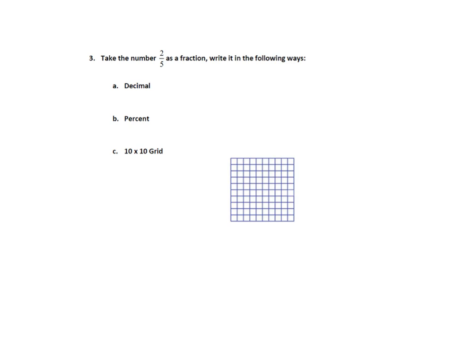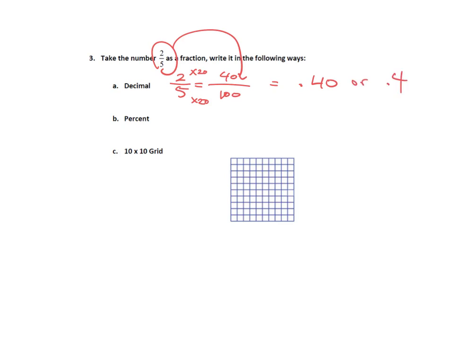Same thing with 2/5. For 2/5, we could look at how many times we multiply to get to 100, and that would be 20. So 5 times 20, 2 times 20, so I'm at 40 hundredths, and 2/5 is the same as 40 hundredths, which is the same as 4/10. And since it's 40 hundredths, we would say that the percent would be 40%. And then the grid would just mean that there are 4 flats to represent the base 10.